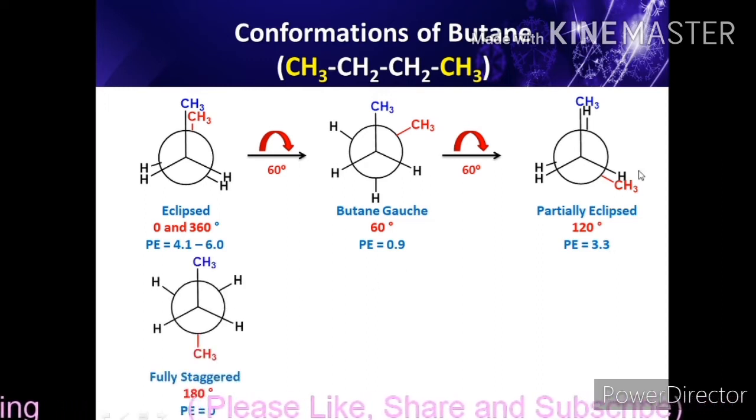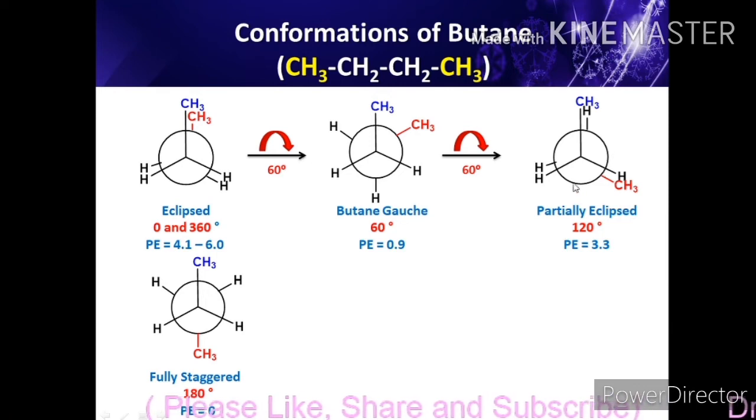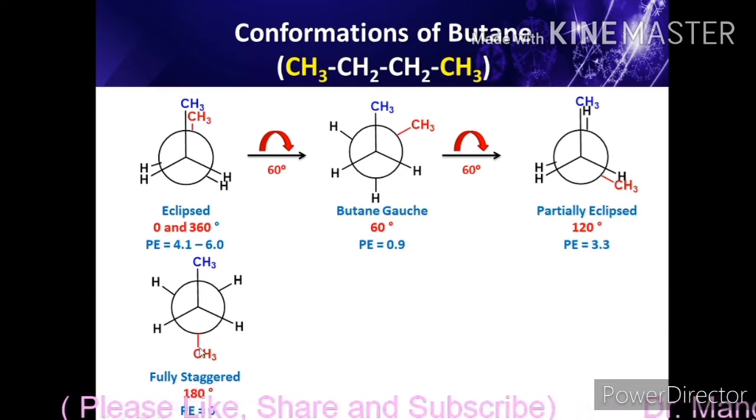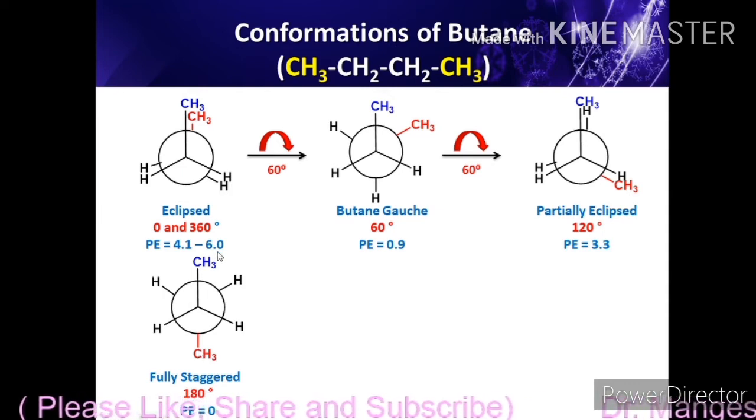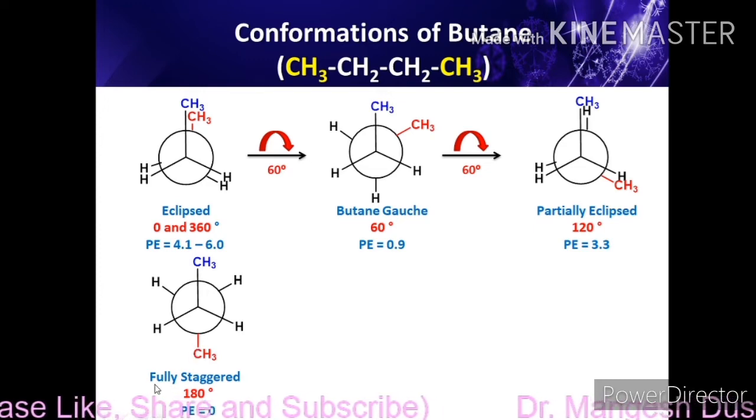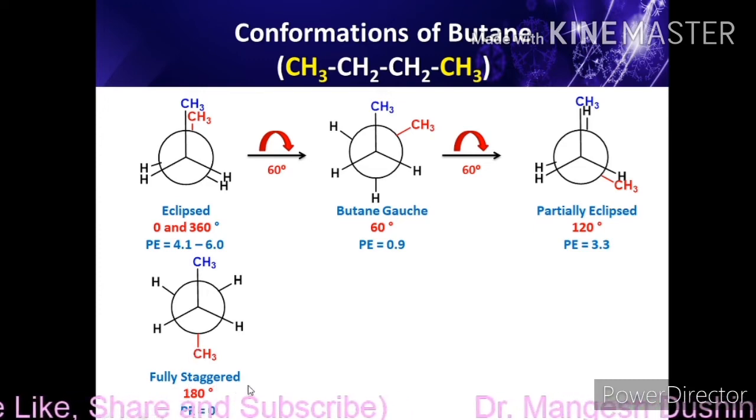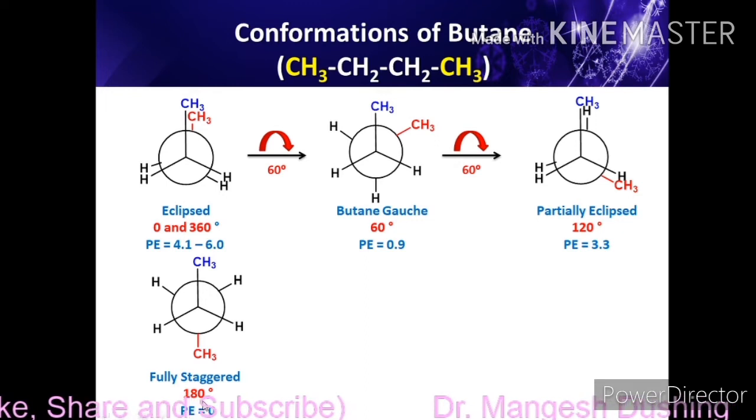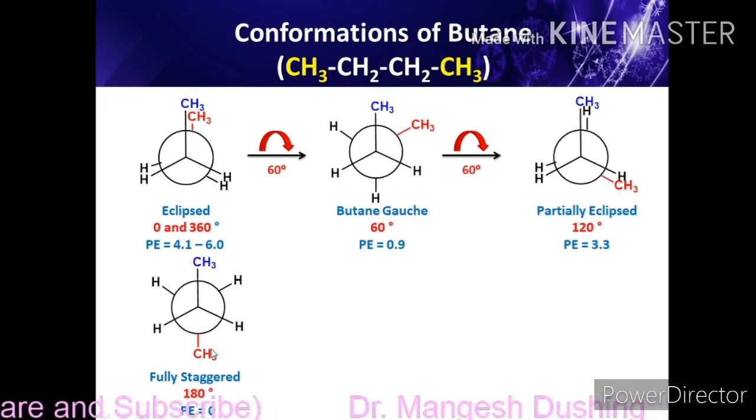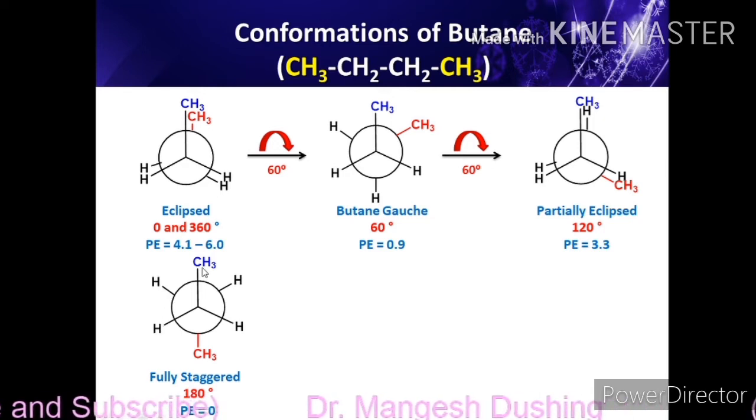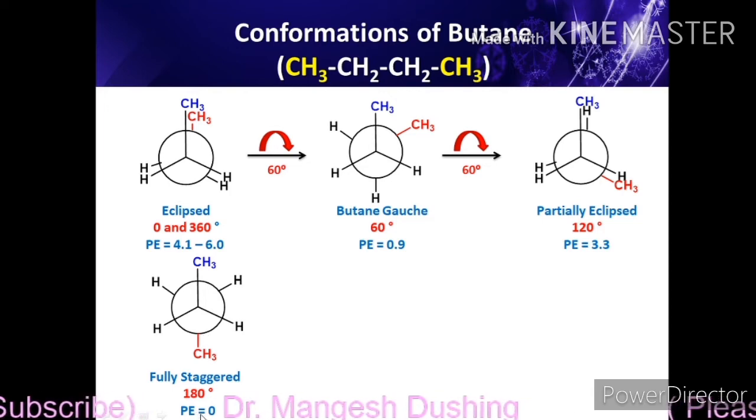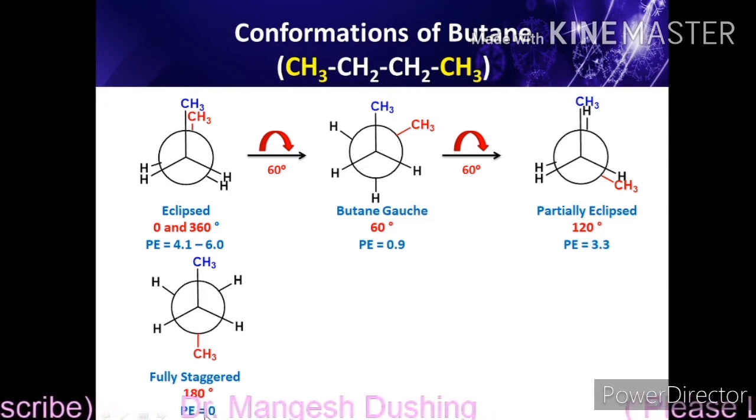Again, if we rotate this rear carbon atom by 60 degrees, this methyl will come over here. Now in this case, two bulky groups are maximally away from each other, making an angle of 180. So this conformation is called the fully staggered conformation. The dihedral angle is 180. As all groups are away from each other, there will be no torsional strain. So the potential energy of this conformation is 0 kilocalorie per mole.